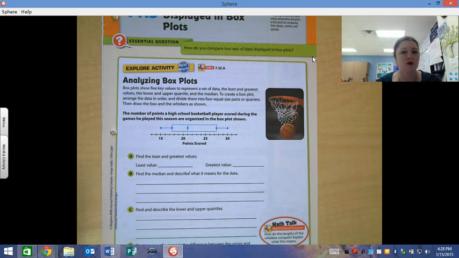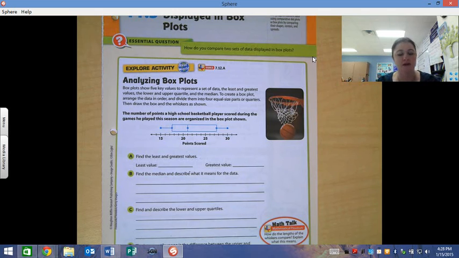Box plots show 5 key values to represent a set of data: the least and greatest values, the lower and upper quartile, and the median. To create a box plot, arrange the data in order and divide them into 4 equal-sized parts or quarters, then draw the box and the whiskers as shown.